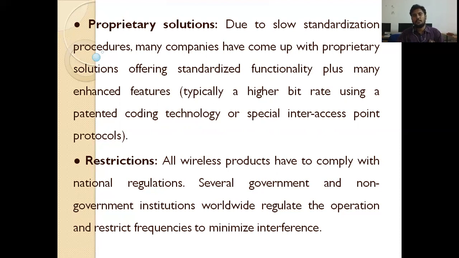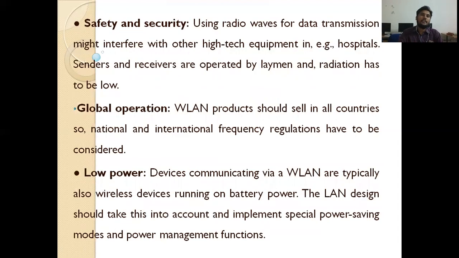And coming to the restrictions, all wireless products have to comply with the national regulations because there is a possibility of hackers and others connecting to the wireless, and a possibility of miscommunication. For that purpose, it has to follow the national regulations completely. Several government and non-government institutions worldwide regulate the operations and restrict frequencies to minimize interference. So there are a bit more restrictions for wireless when compared with wired. And safety and security.